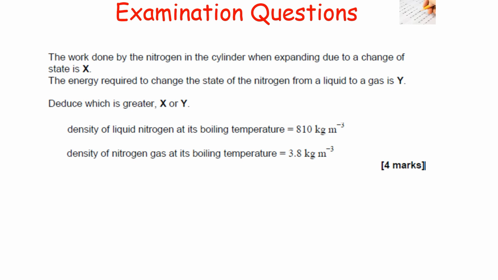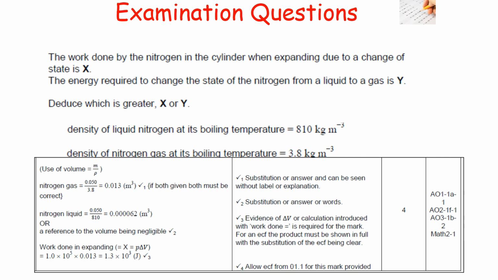Right, so you've got to use this idea that volume is going to be mass over density, and you can see the density of liquid nitrogen and the density of nitrogen gas. We know that the nitrogen for each of them has a mass of 0.050. Actually, it doesn't make a difference which mass you use, because it's the same value for each one, so it will cancel through. So you work out how much nitrogen gas you'll need in volume, then you work out how much nitrogen liquid you would need in volume.